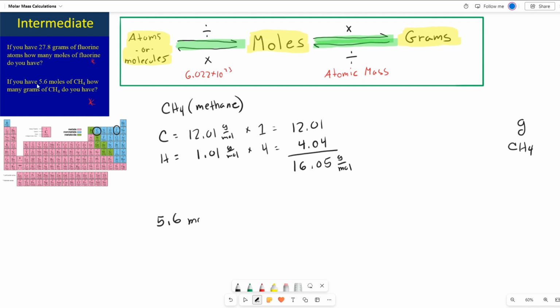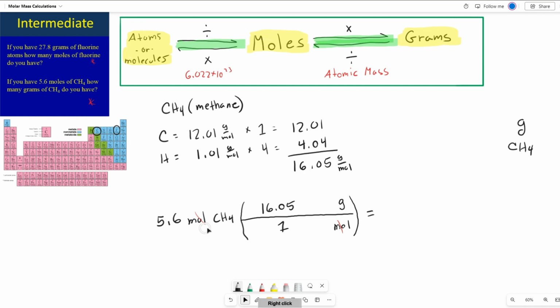Right, so we're told that we're starting with 5.6 moles of CH4. And now we have our molecular mass or our formula mass that we can use to convert from moles to grams. We want moles to cancel out, so we'll put moles on the bottom. And we want to end up with grams, so we'll put grams up on the top. And our formula mass is 16.05 grams per mole, per 1 mole.